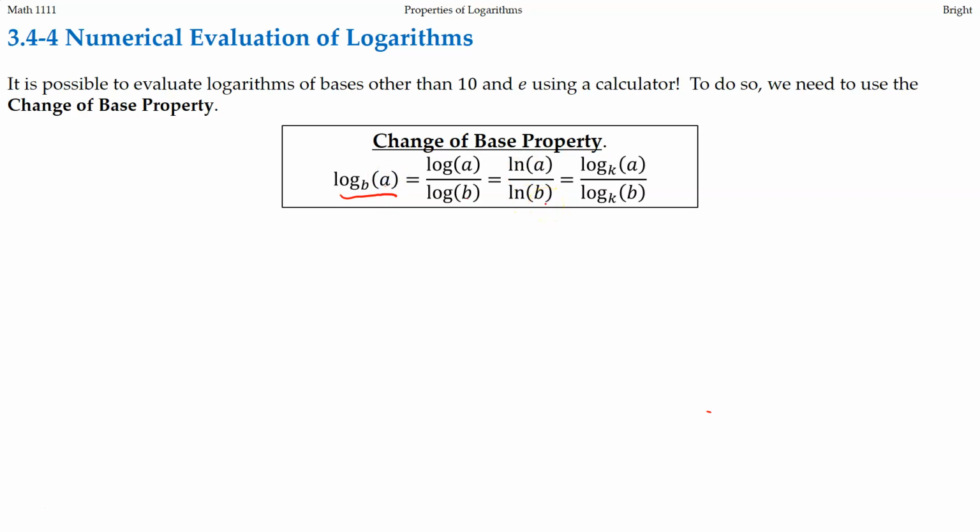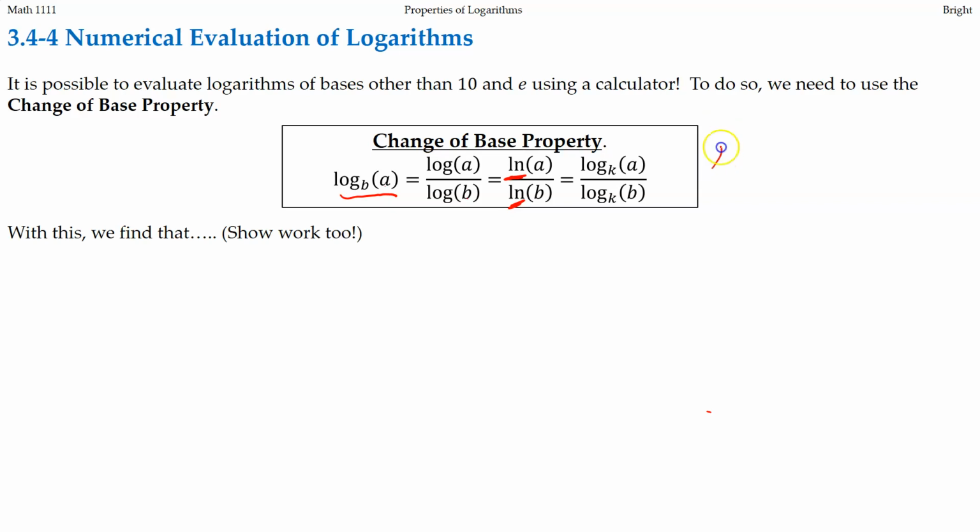Or if there's a more convenient base that you are working in, in some instances log base 2 is needed. So you can change this to log base 2 of a over log base 2 of b, as long as they are the same bases. So notice that both numerator and denominator are the same logarithm base.